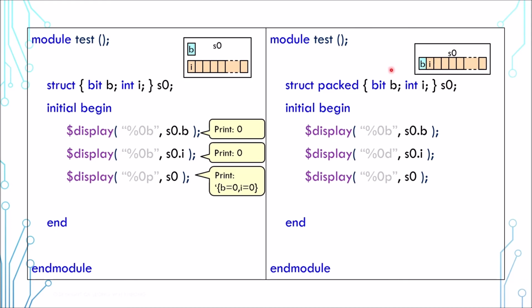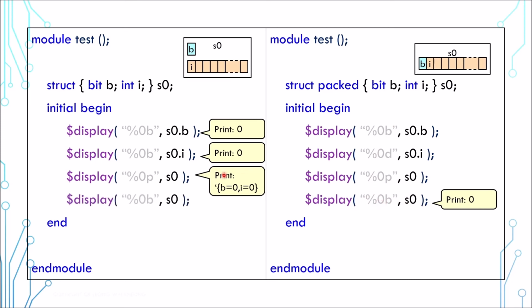In this case, the unpacked structure has 1 bit and 1 int. The packed structure also has 1 bit and 1 int, but it is also a 33-bit number, combining its members, the bit and the int. Thus, you can access the structure as one numerical variable. The same thing cannot be done on unpacked structure.